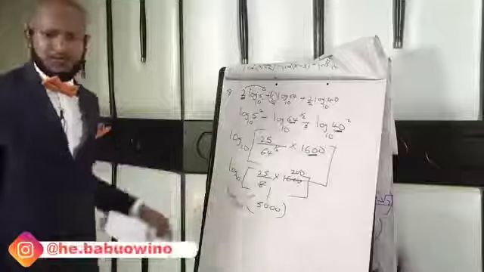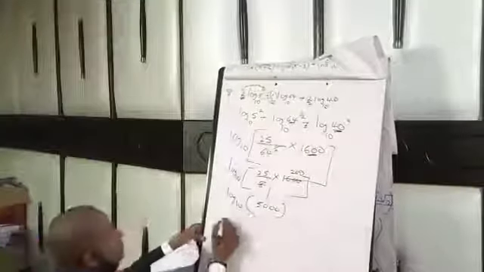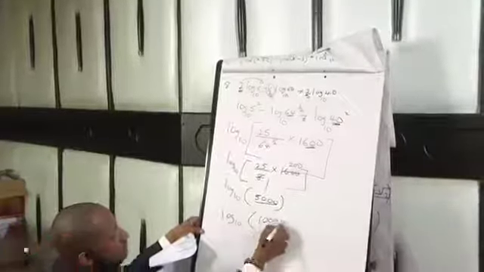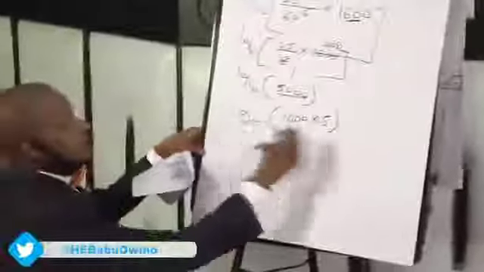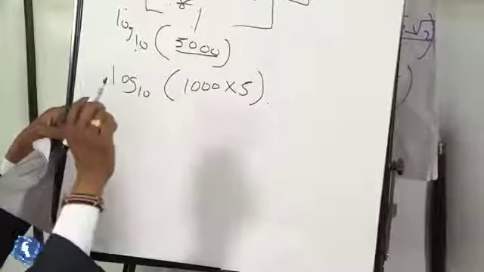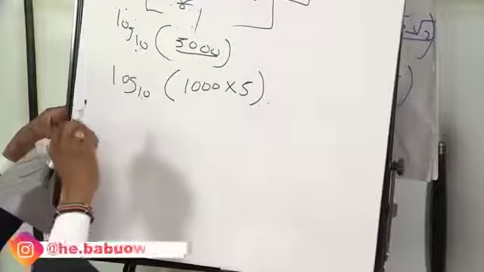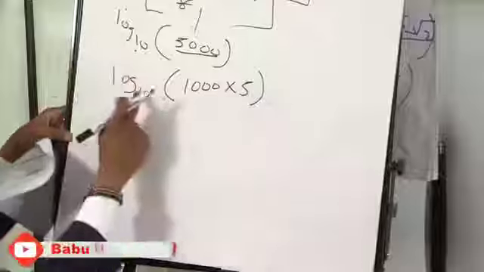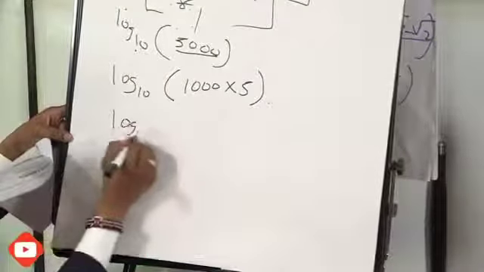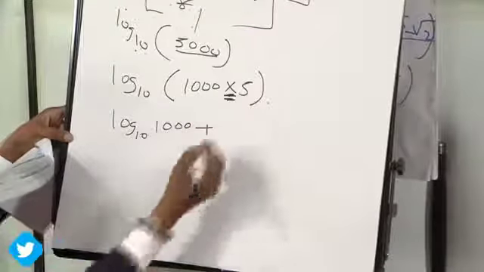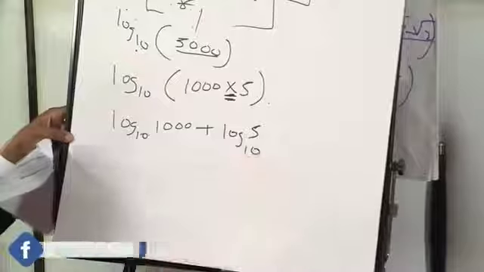We can further simplify this. You can see that this is the same as log to base 10 of 5000, which can be written as 1000 times 5. When you split this, when you open it up, it's like you are going back to the initial relationship that we had. I told you when you see minus, you divide. When you see plus, you multiply. So when you see multiplication, you add. So you can equally write this as log to base 10 of 1000 plus, because of this, log 5 to base 10.